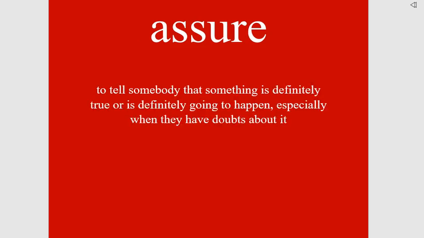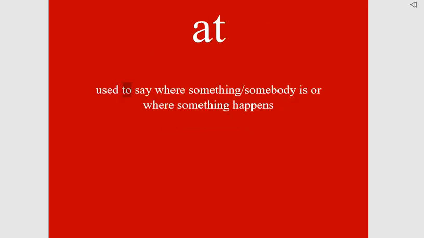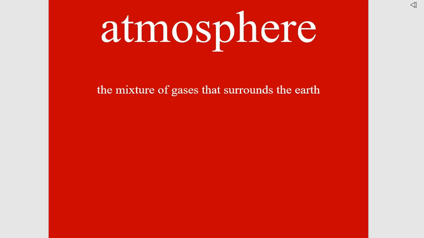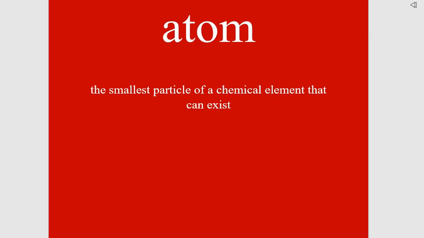Assure. To tell somebody that something is definitely true or is definitely going to happen, especially when they have doubts about it. At. Used to say where something/somebody is or where something happens. Atmosphere. The mixture of gases that surrounds the Earth. Atom. The smallest particle of a chemical element that can exist.